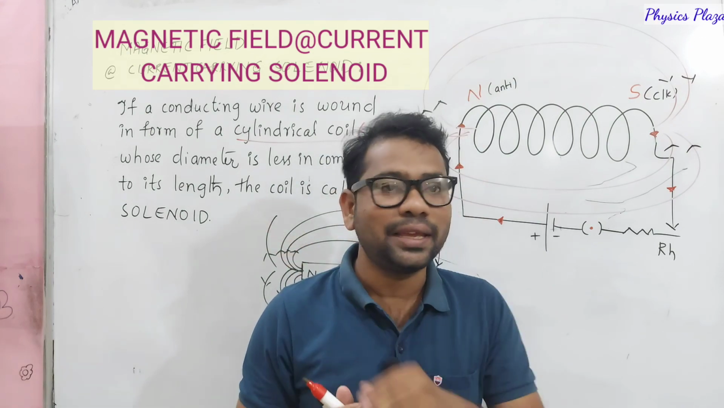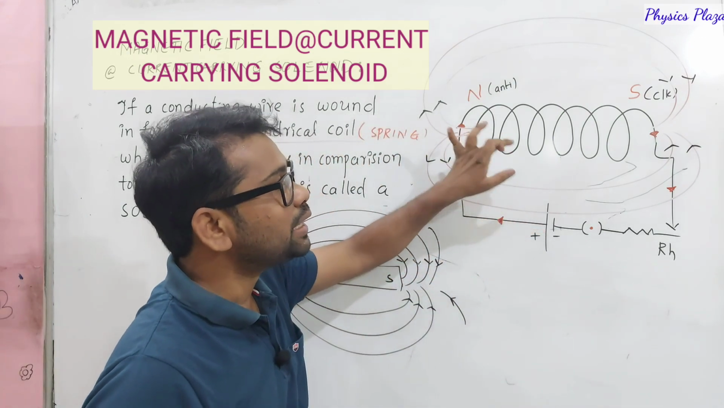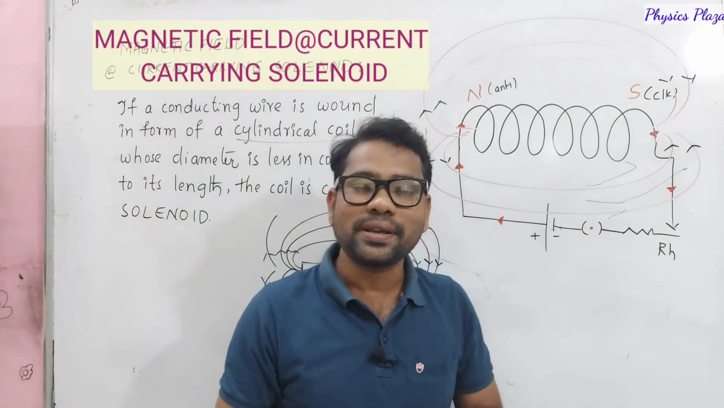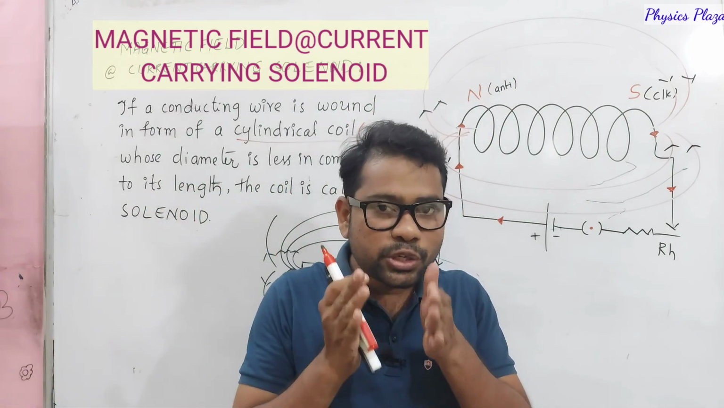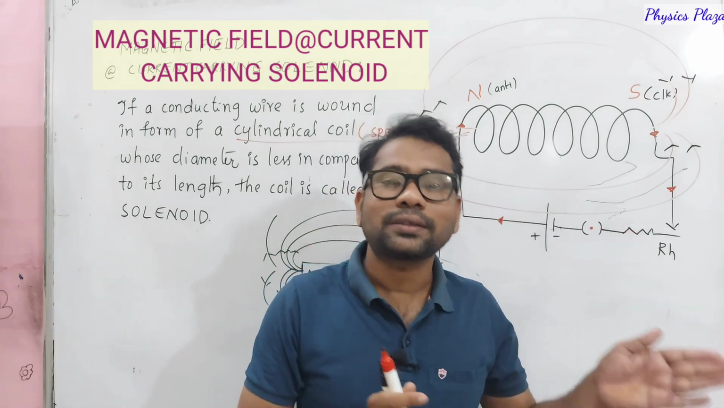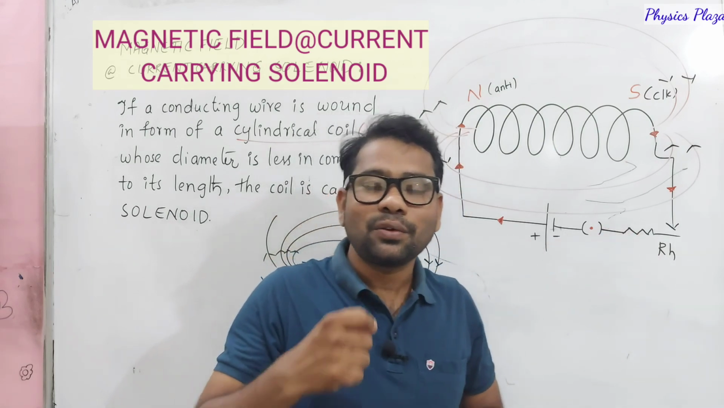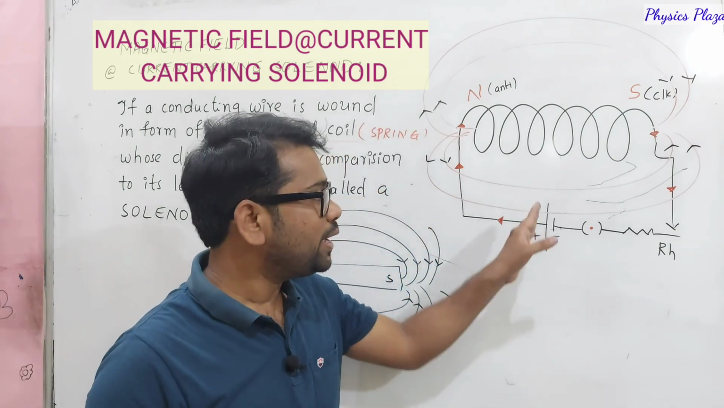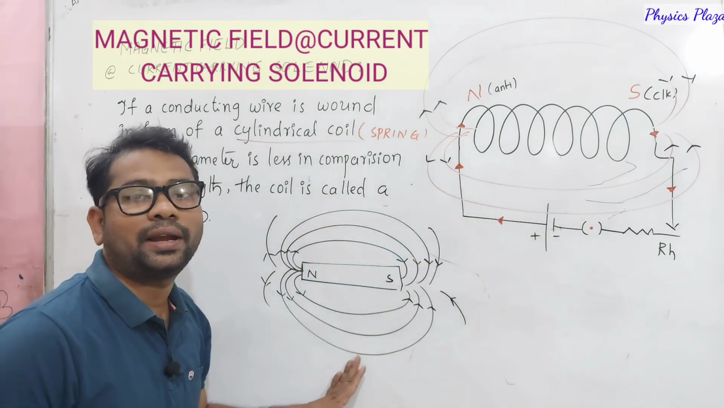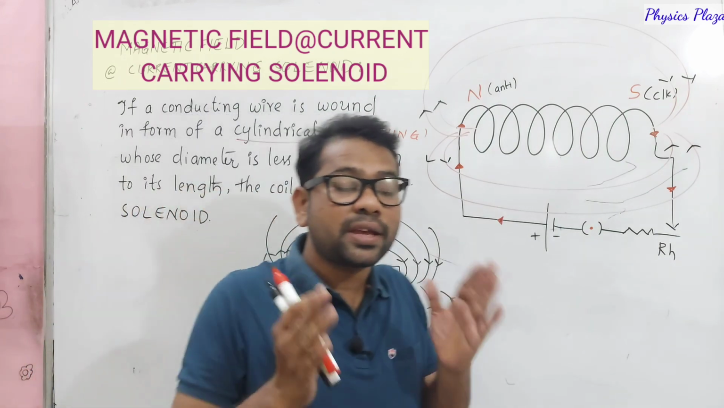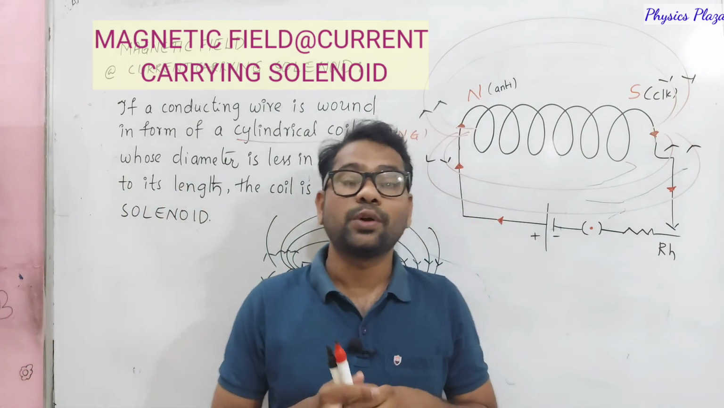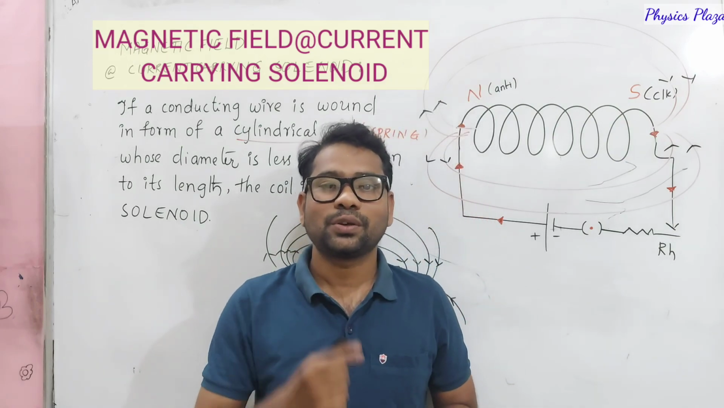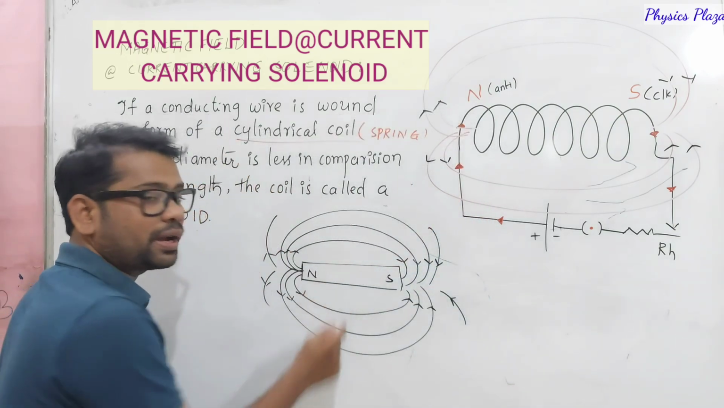Now children, similarly, when a current carrying solenoid is suspended freely, what happens? It will come to rest showing geographical north and south. Hence, we can conclude that a current carrying solenoid behaves like a bar magnet. So children, in the exam they may ask you. First question they will ask: how does a current carrying solenoid behave? You should write that it behaves like a bar magnet.